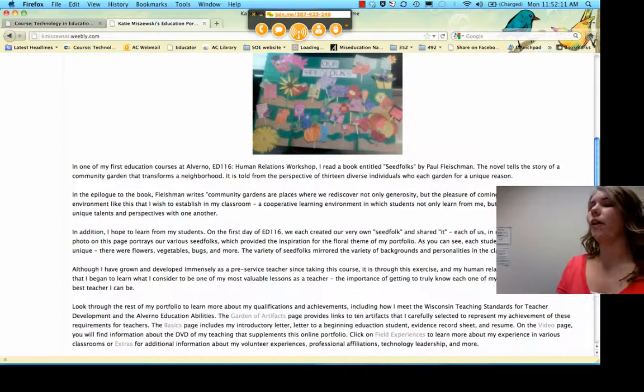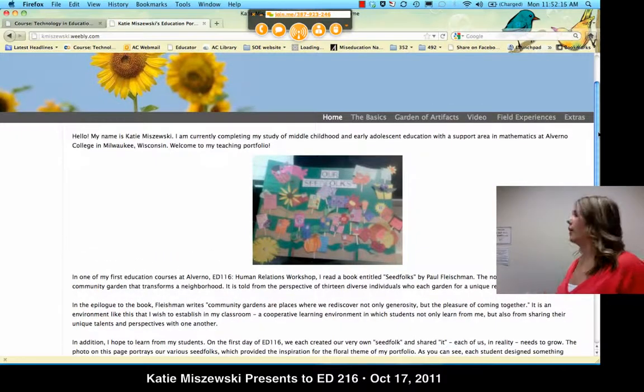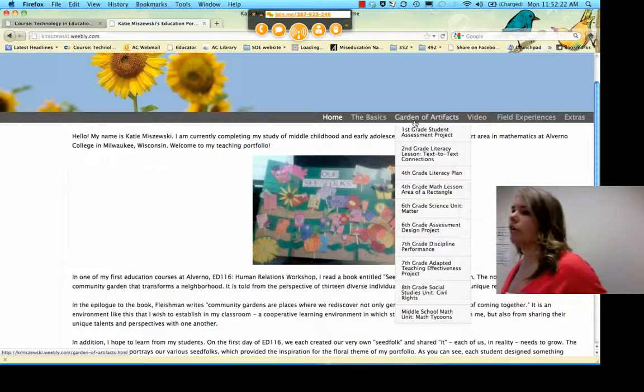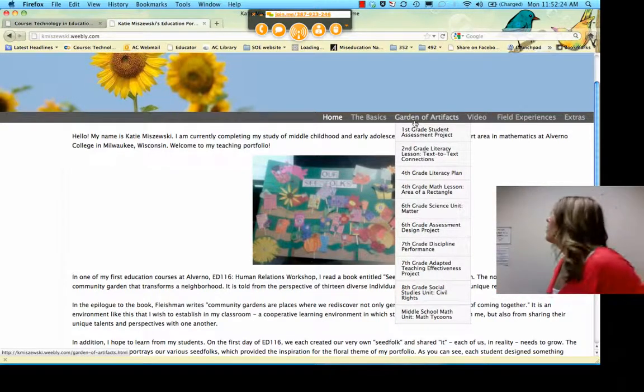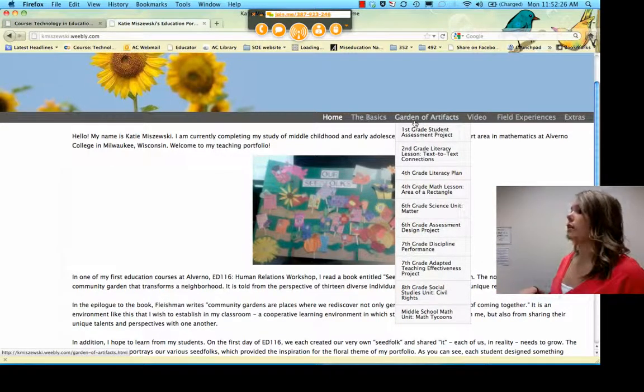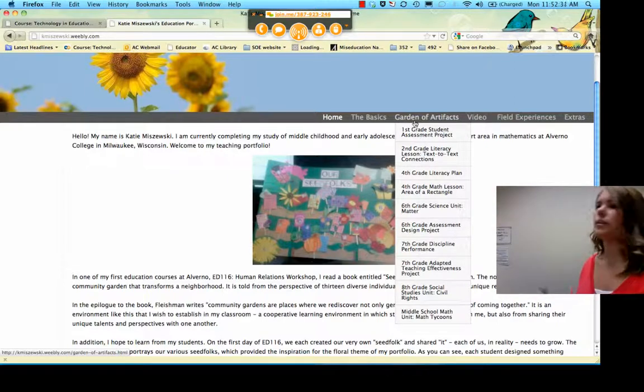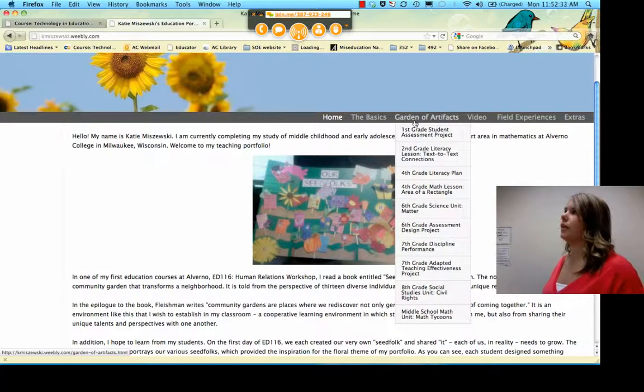So the organization of my portfolio has changed a lot since 216, though. That's one thing that was different. If you look up here, you'll see that there's a tab called the Garden of Artifacts, which I just named Garden to go with my floral theme. I thought it was fitting. But when I was in your class, it was organized by standard. This tab was called Wisconsin Teaching Standards, and I had the 10 standards laid out right there because that was really all I had to organize my thoughts at that time.